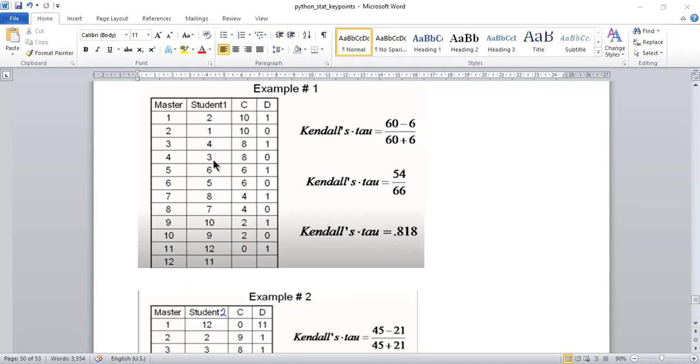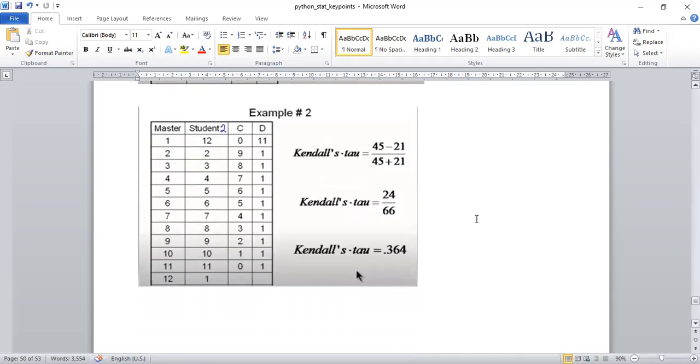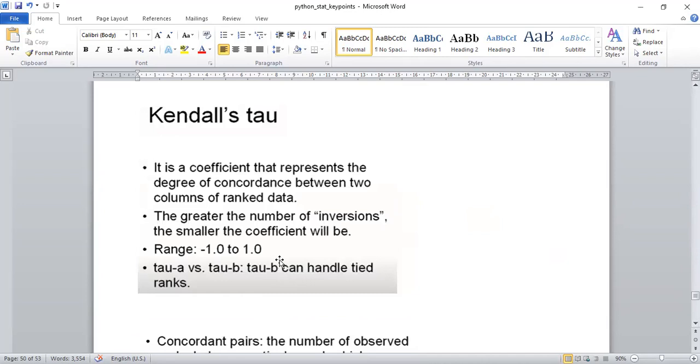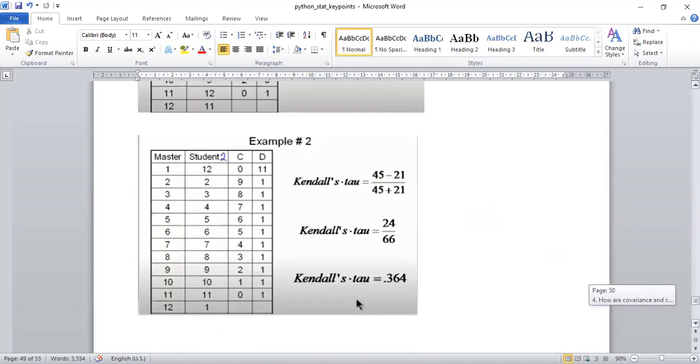Okay, now look at example 2. I have already told you, now I will explain this part. The greater the number of inversions, the smaller the coefficient will be. So look at the inversion part. For the art where the master has given the first rank, student 2 has given 12th rank, and for the art where the master has given 12th rank, the student has given first rank. So this is the inversion.